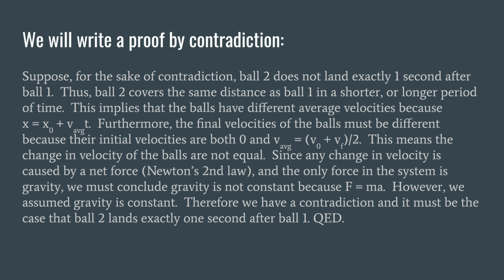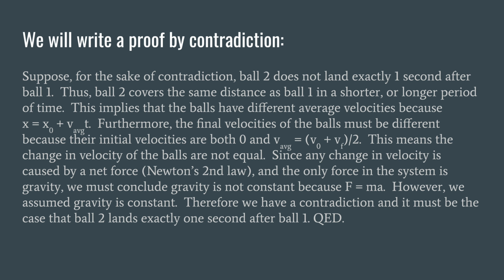We will write a proof by contradiction. Suppose, for the sake of contradiction, ball 2 does not land exactly 1 second after ball 1. Thus, ball 2 covers the same distance as ball 1 in a shorter or longer period of time. This implies that the balls have different average velocities because the change in position is equal to the average velocity times time. Furthermore, the final velocities of the balls must be different because their initial velocities are both 0, and the average velocity is the average of the initial and final velocities. This means the change in velocities of the balls are not equal.